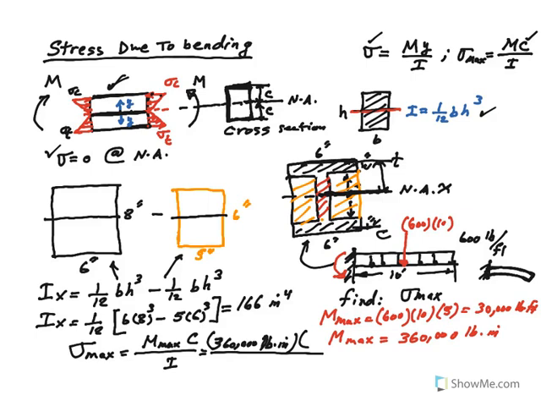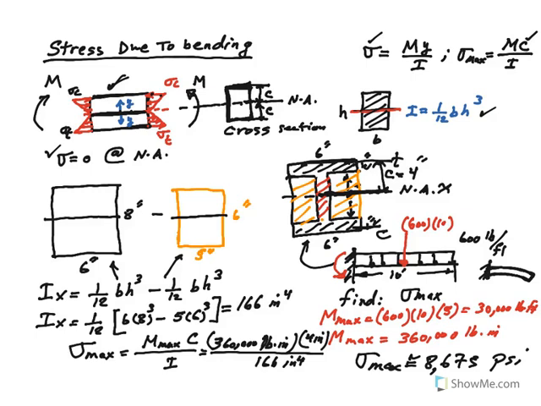Right? Okay, so what's C? Half of the depth, half of 8, 4 inches. C becomes 4 inches. So 4 inch divided by I, 166 inches to the power 4. Take a look at the unit, guys. Should come out to be PSI. And this comes out to be roughly 8,675 PSI.